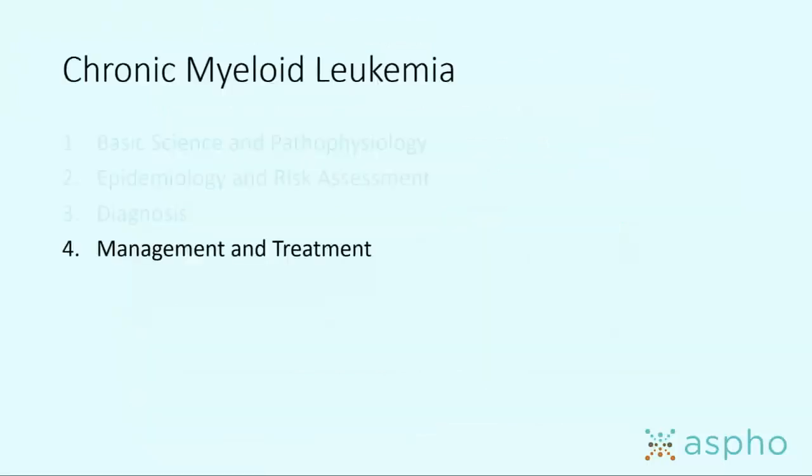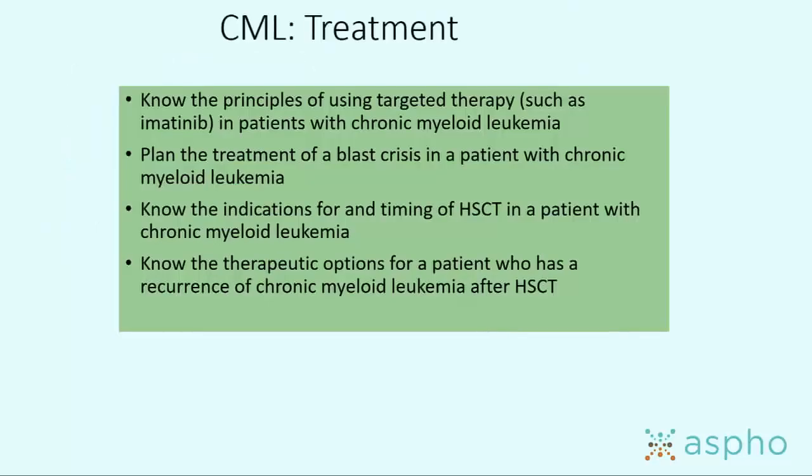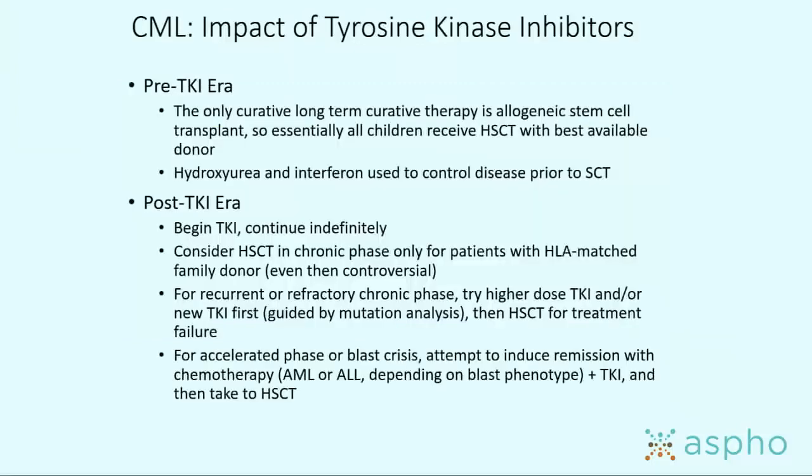Okay, how do we manage and treat? Last section. All right, so we should know the principles of targeted therapy, such as imatinib, plan the treatment of a blast crisis, know the indications for and timing of transplant, know the therapeutic options. Transplant, transplant, transplant. So these content guidelines were written in a prior era, and I'm going to talk about how in the newer era, our focus is a little bit different in this disease.